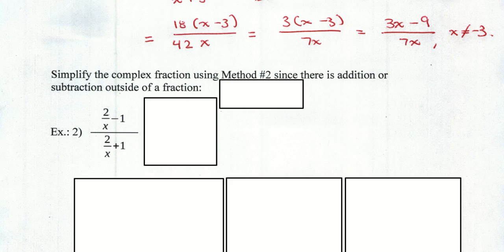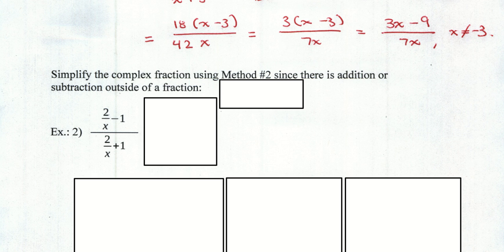Let's take a look at our second example. It says use method 3, but before we worry about what that method is, look at what we've got. This is different from the previous question in that there is addition and subtraction, there's operations outside of fractions. So in the numerator there is an x minus 1 outside of fraction, and in the denominator there's a plus 1 outside of fractions. So we cannot use method 1. I mean, we could write this as a division question, but there is no reciprocal part. So that becomes a dead end.